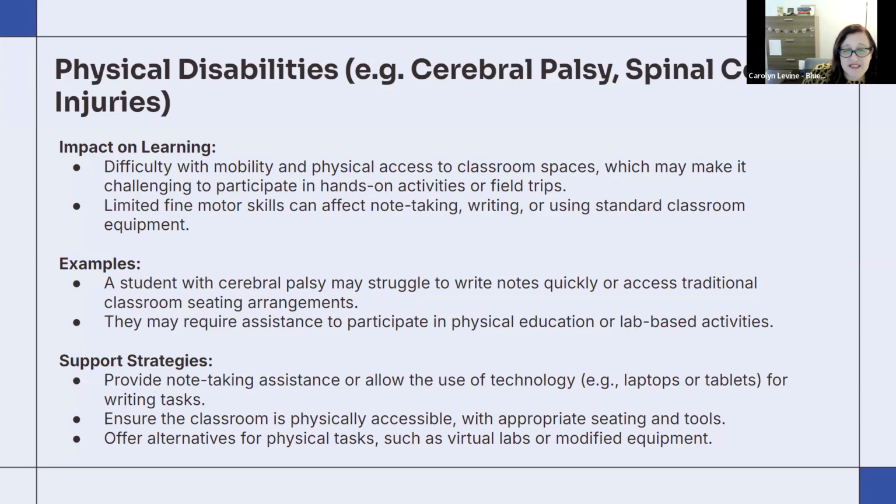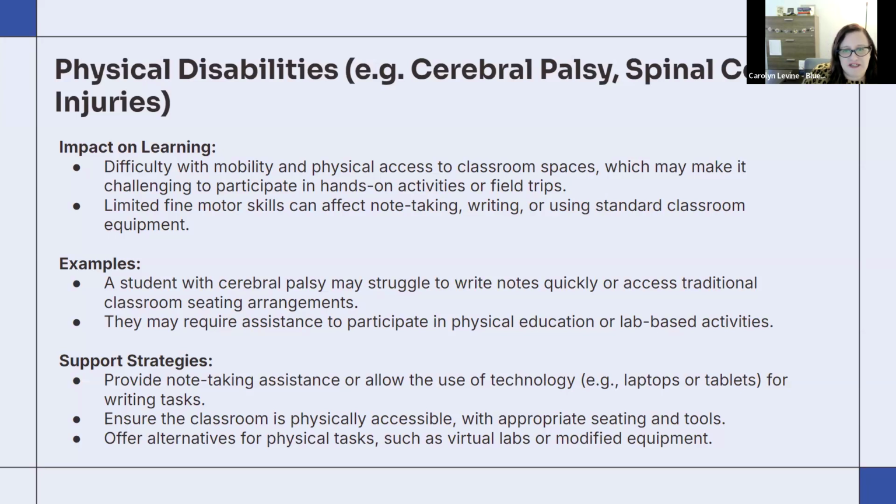Having note-taking assistance is really helpful. My office has software that students can use if this is something that they're struggling with. And then there's also some free apps out there that they can use. It's really up to the student. But if you have a student that's struggling with this, please let me know.